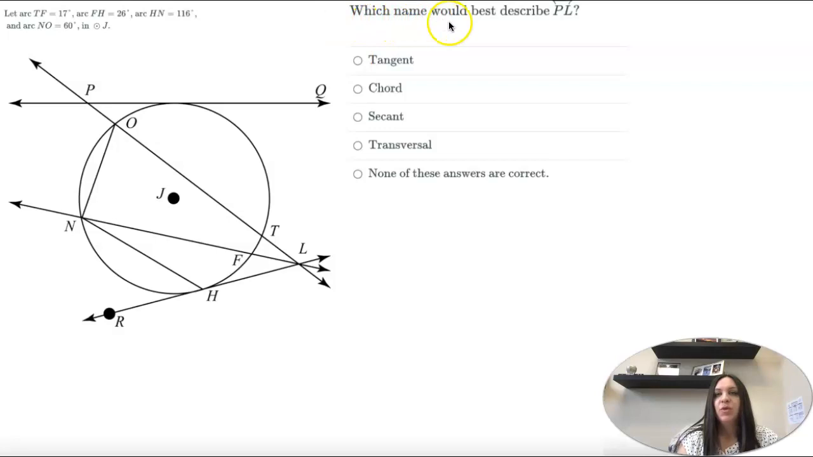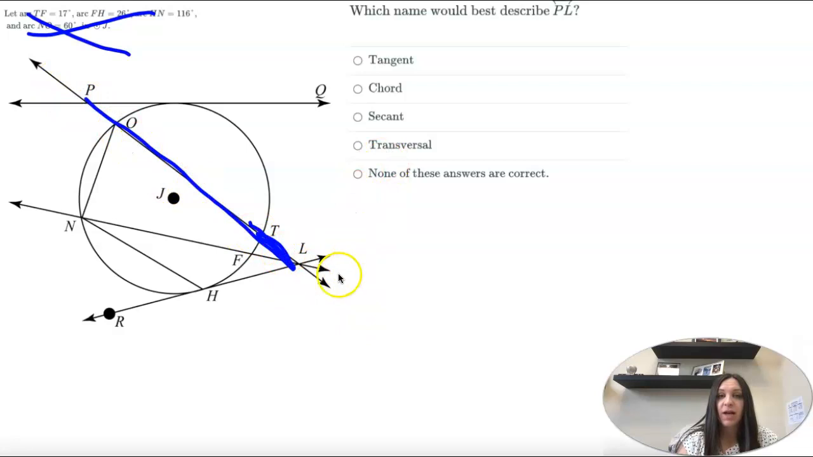Okay, which name would best describe P to L? So here's P, here's L. And again, we're given all this stuff that we don't need. Okay, this is just asking for a definition of a line. This line goes through the circle, out both sides. It's a secant.